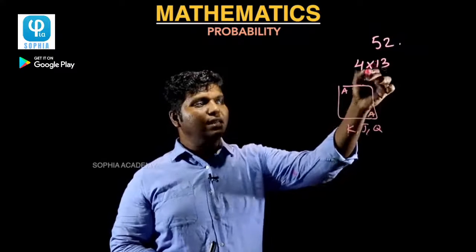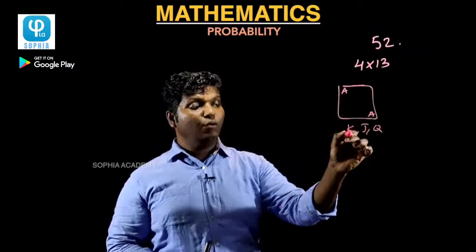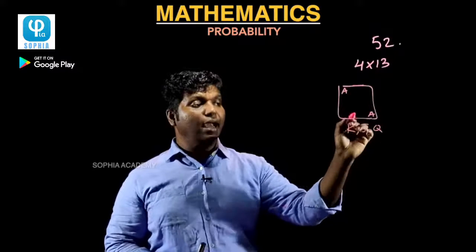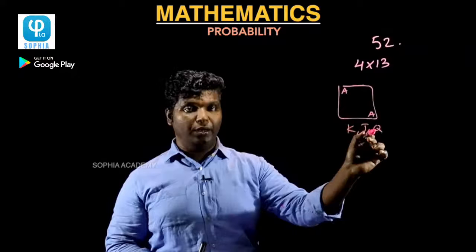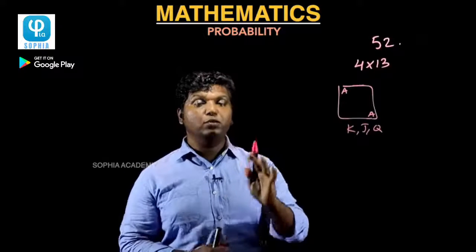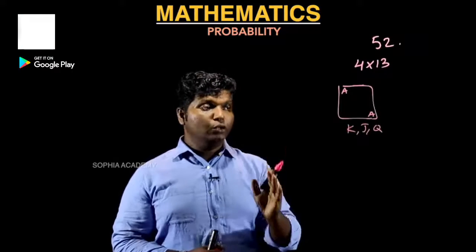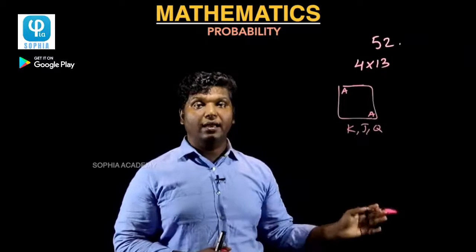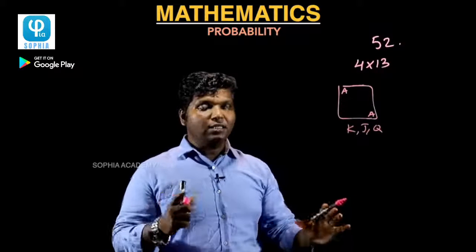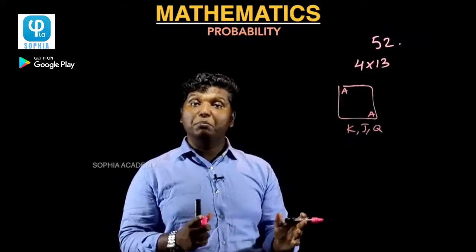So inside these 13 cards, one will be an ace, one will be a king, one will be a jack, and one will be a queen. And the other 9 of them will be number cards. That means the numbers from 2 to 10: 2, 3, 4, 5, 6, 7, 8, 9 and 10. So these cards will be numbered like this, so they are called number cards.